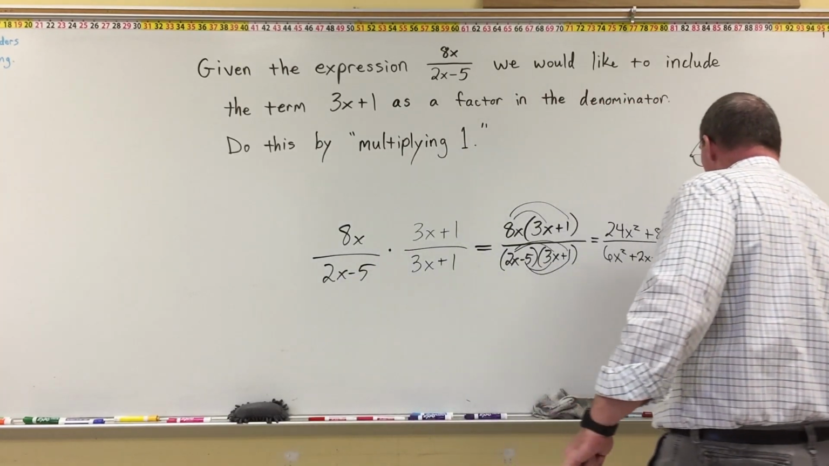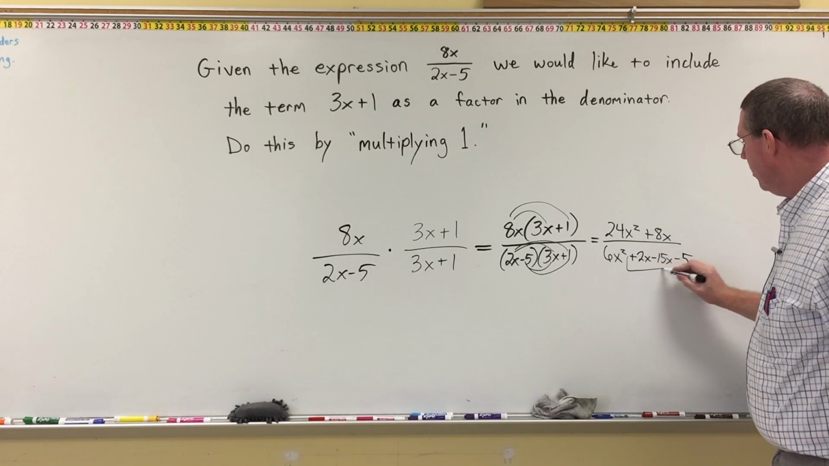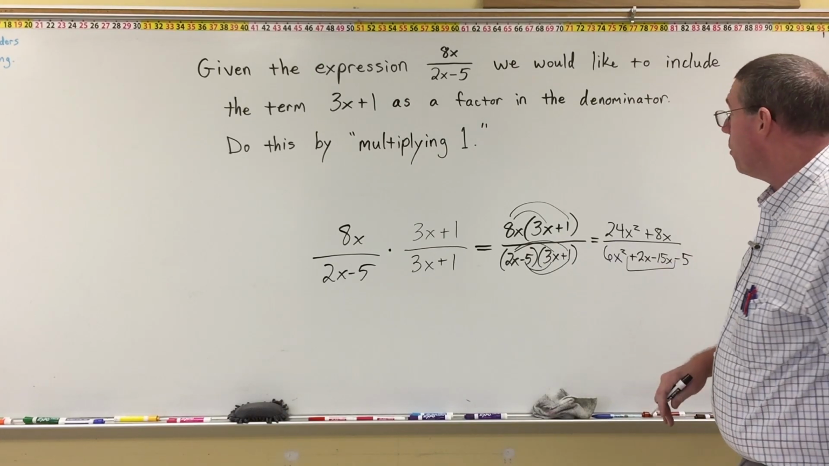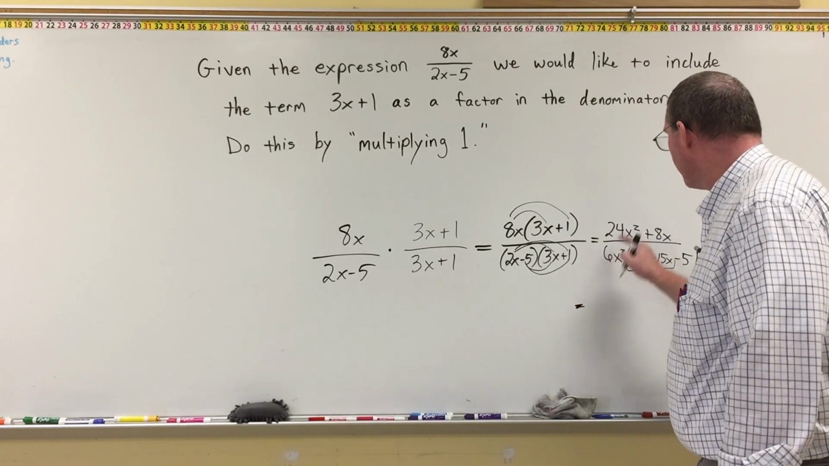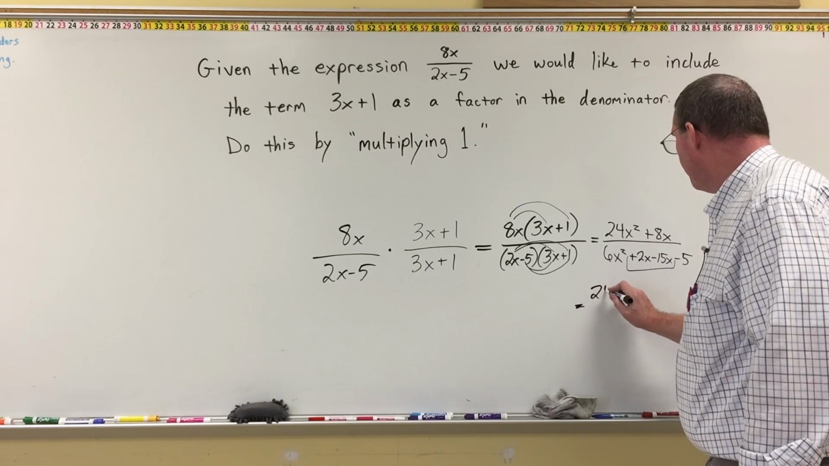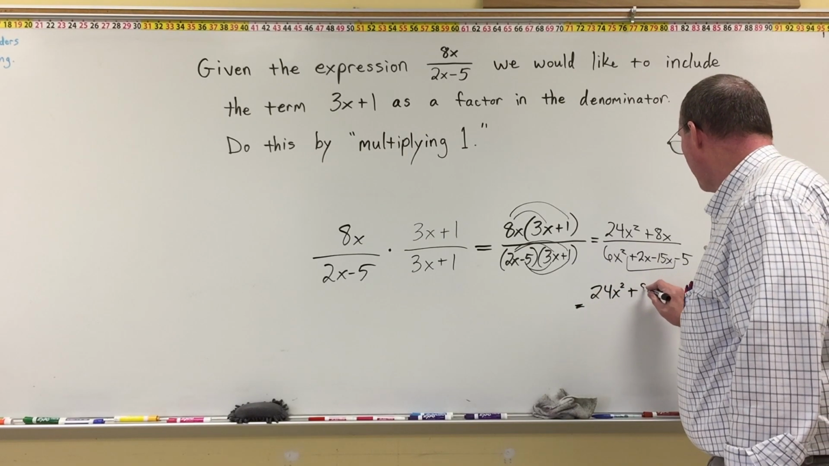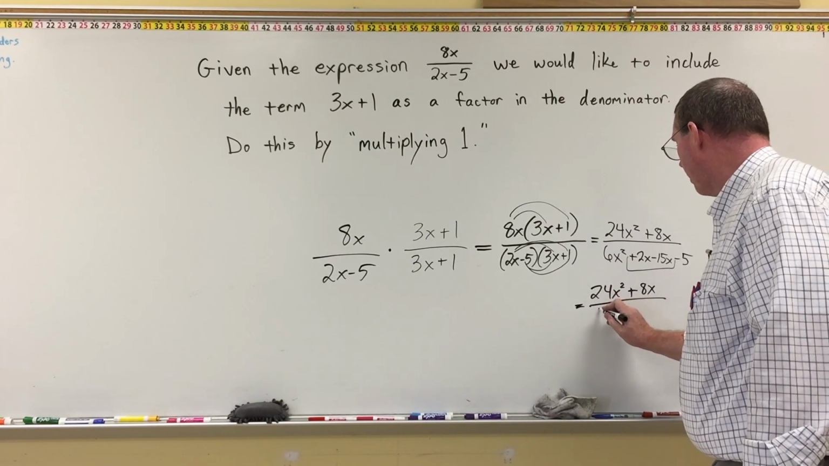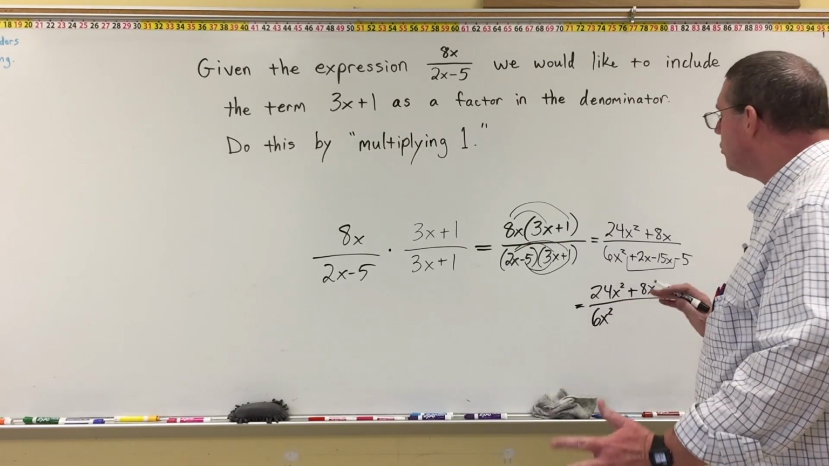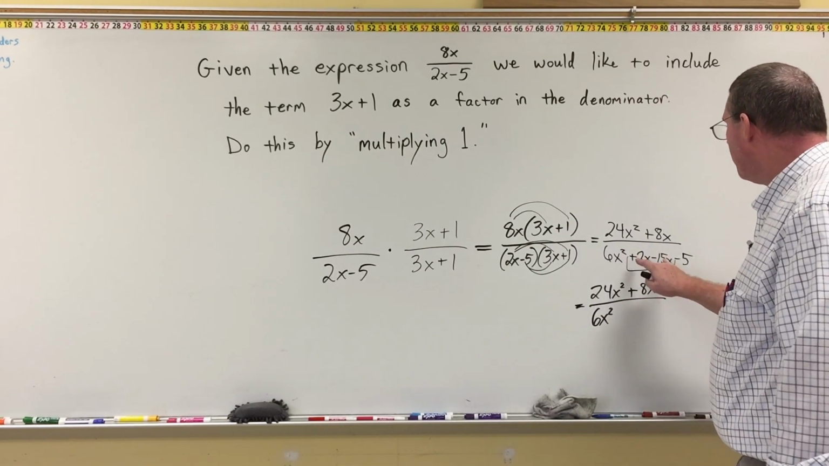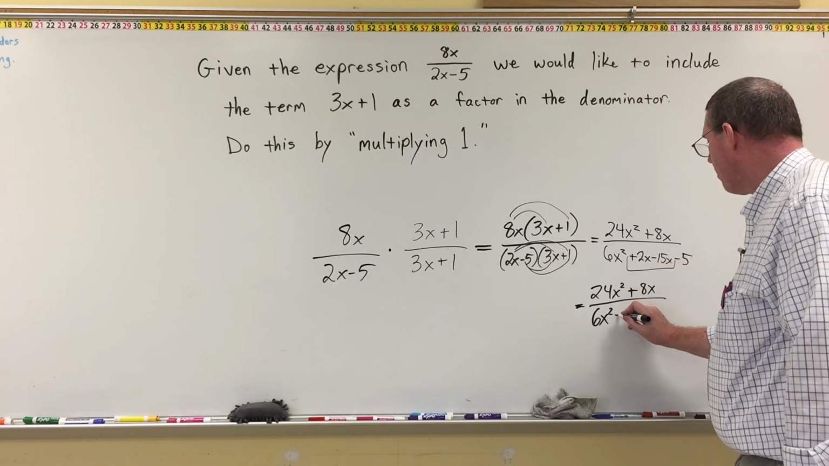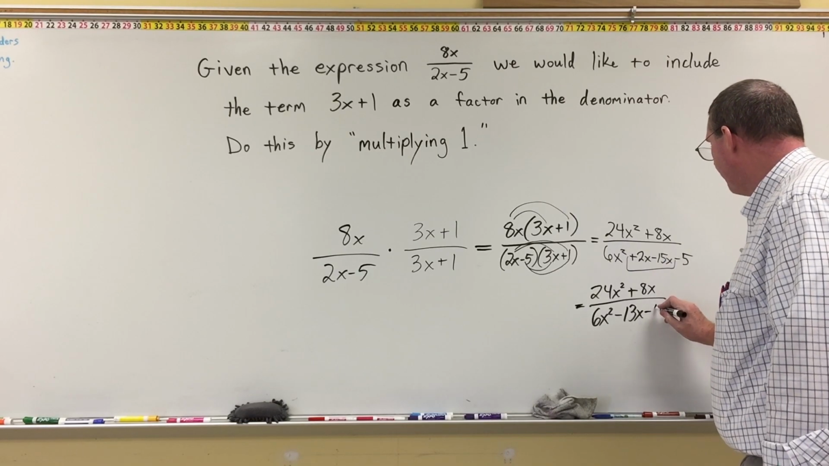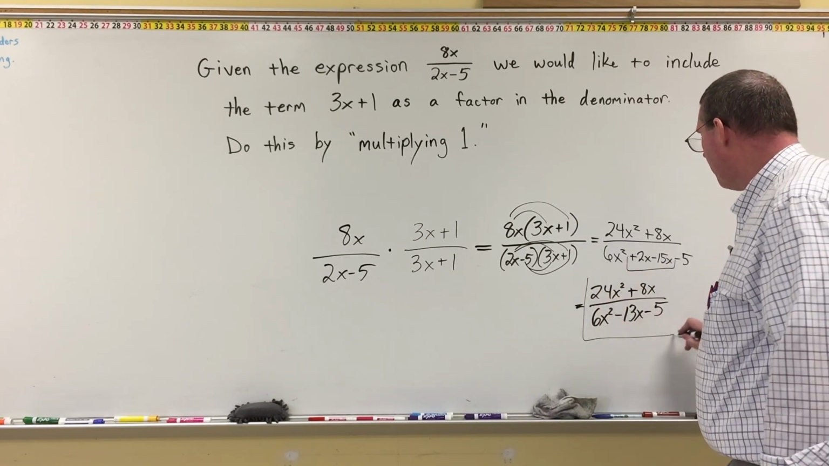We're almost done. Remember that we might have like terms that we have to combine. And so we have plus 2x minus 15x. Those can be combined. And so the numerator is going to stay the same. It's going to be 24x squared plus 8x. The denominator, we only have this 6x squared. There's only one term that has x squared in it. But we're going to combine the plus 2x and the minus 15x to get minus 13x. And then we're just going to carry down this constant of negative 5. And this is our final answer.